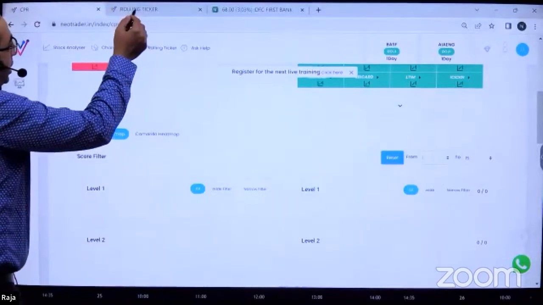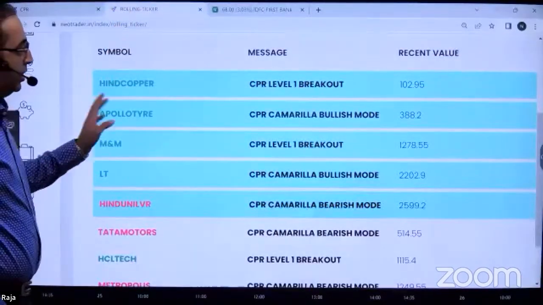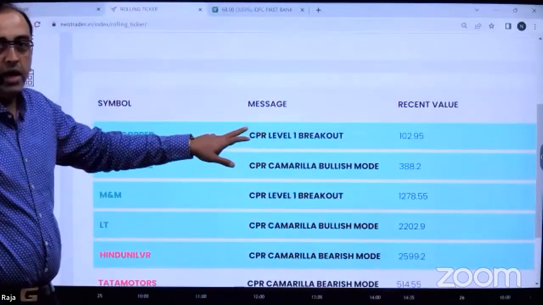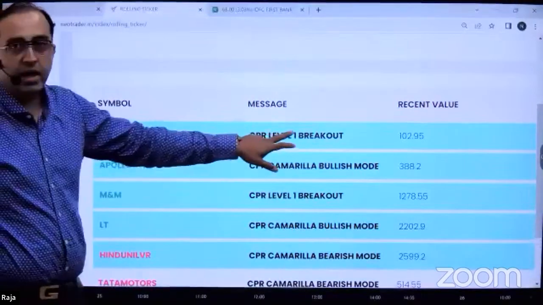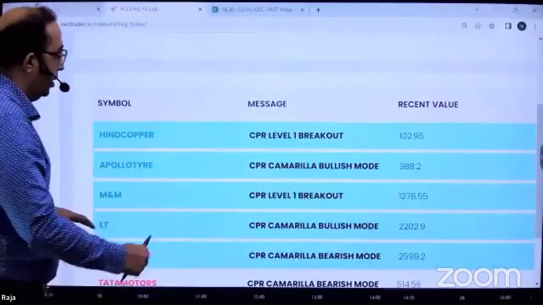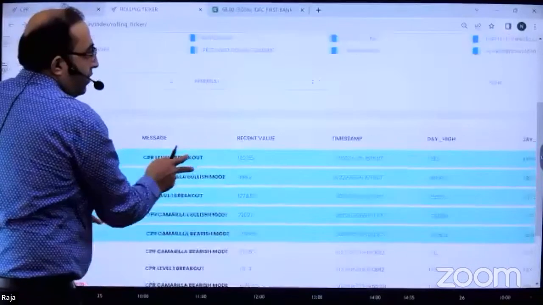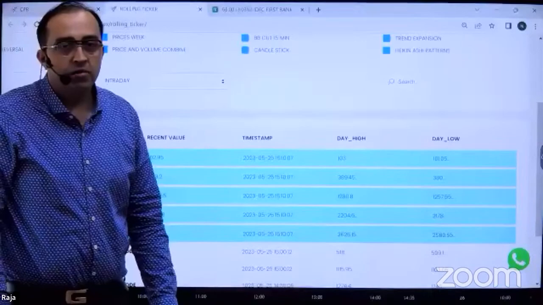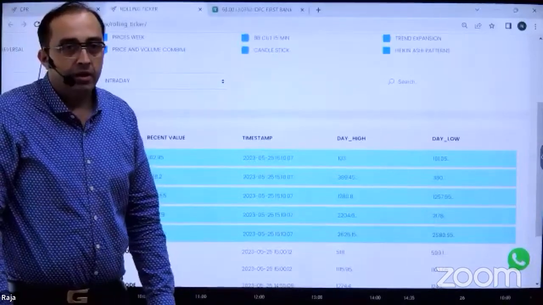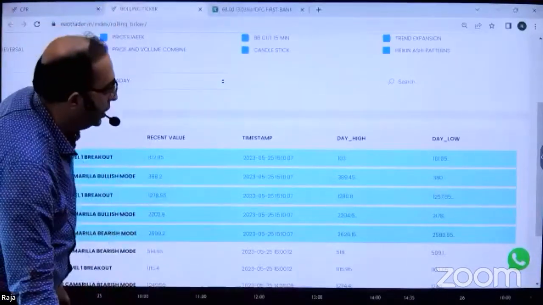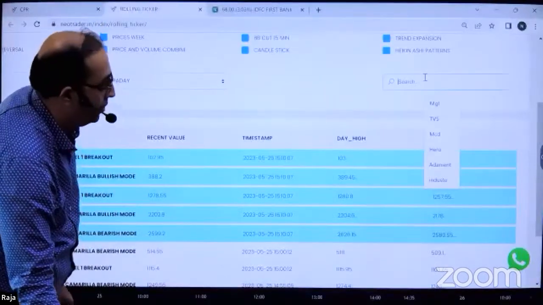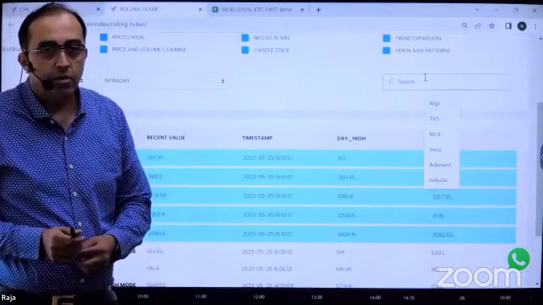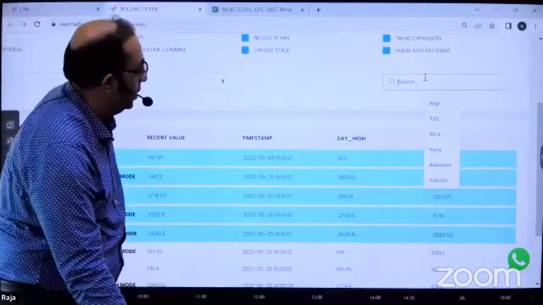Now, if you go here, you can see that the moment any stock is triggering a level 1, you will get a message here. So can you all tell me any stock which you have traded today? Let us see if it was a CPR trade. Okay, Cummins.